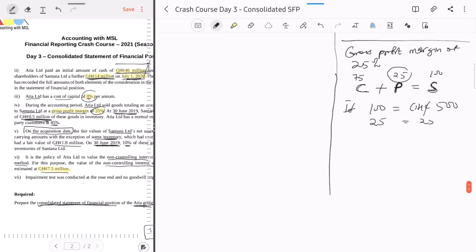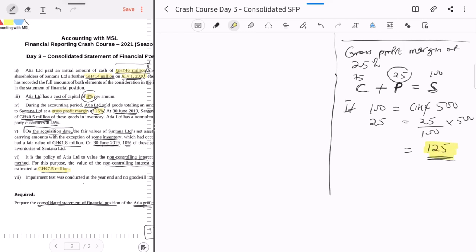So I want to find 25. So 25 divided by 100 times 500 will give me the portion that relates to 25. So essentially, it will give me 25 divided by 100, that's 25%, times 500. So I know here that my provision for unrealized profit will be 125. Right? 125.